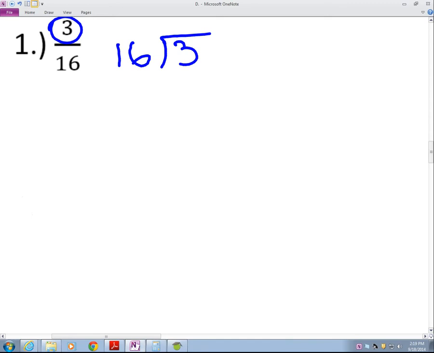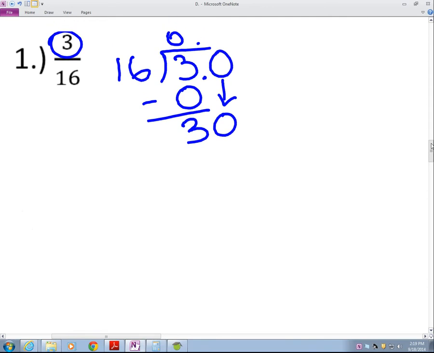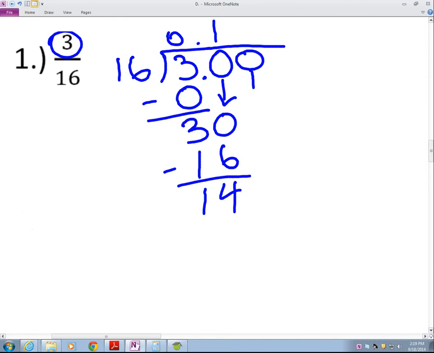Okay, so we have 16. 16 does not go into 3, so I have to put a 0 here, and now we're going into decimals. I go down, here's 30. 16 goes one time into 30. 16. This will be 14. Okay, 16 does not go into 14, so I have to add a 0 here. Bring that down. How many times does 16 go into 140, Lainey? 8. 8 is correct.